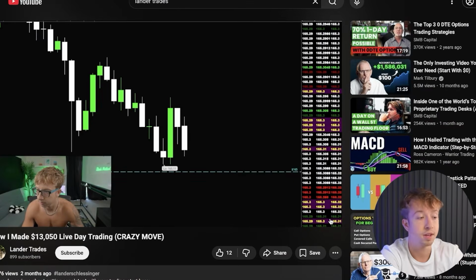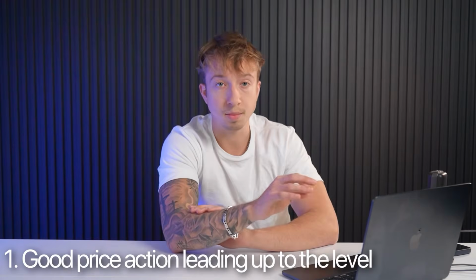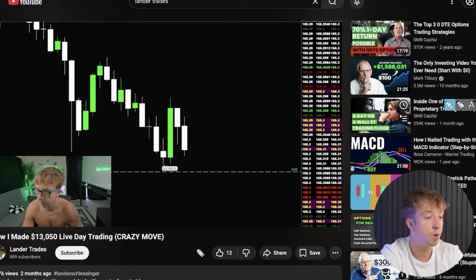Now, once we got the key level, now we're able to hop on our charts and wait for this key level to break. But you have to make sure that you see these two other things before we take the breakout. Now, the first thing is good price action leading up to the level. What exactly does that mean? We want to make sure that price is still respecting that area, as that is still our key level.